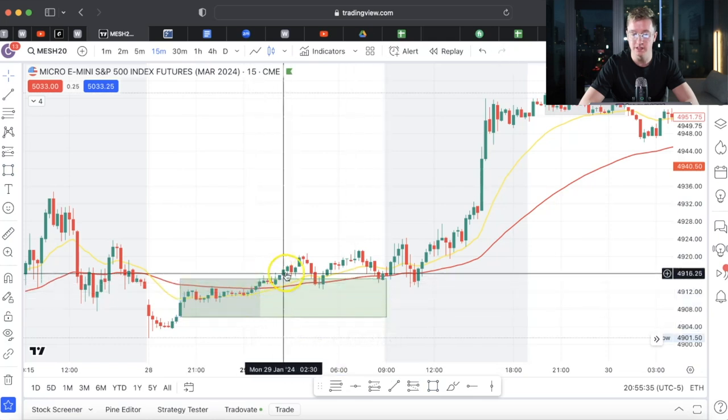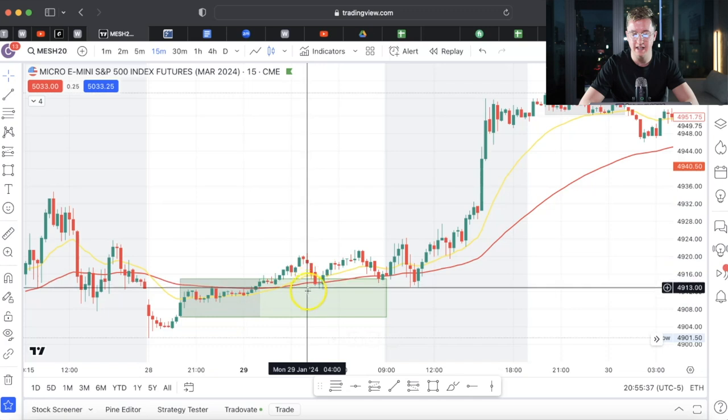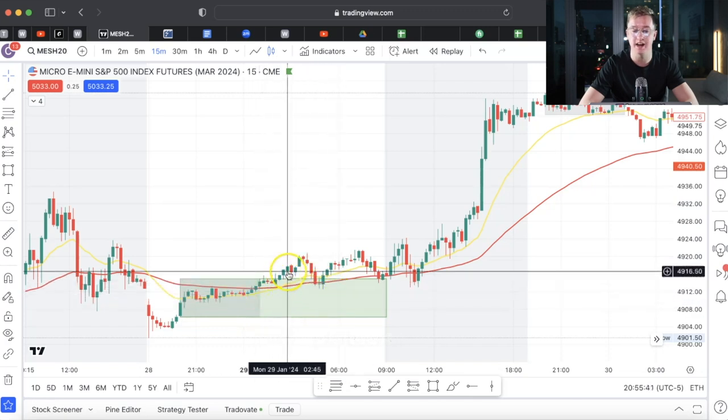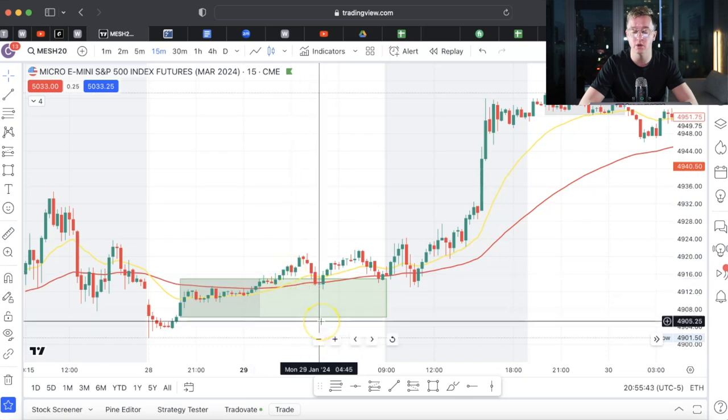Notice how price breaks the high right here, comes back in the range, which is fine. It can come in this range. We just don't want it to break the high of the Asia session and then the low. That's what I consider choppy markets.